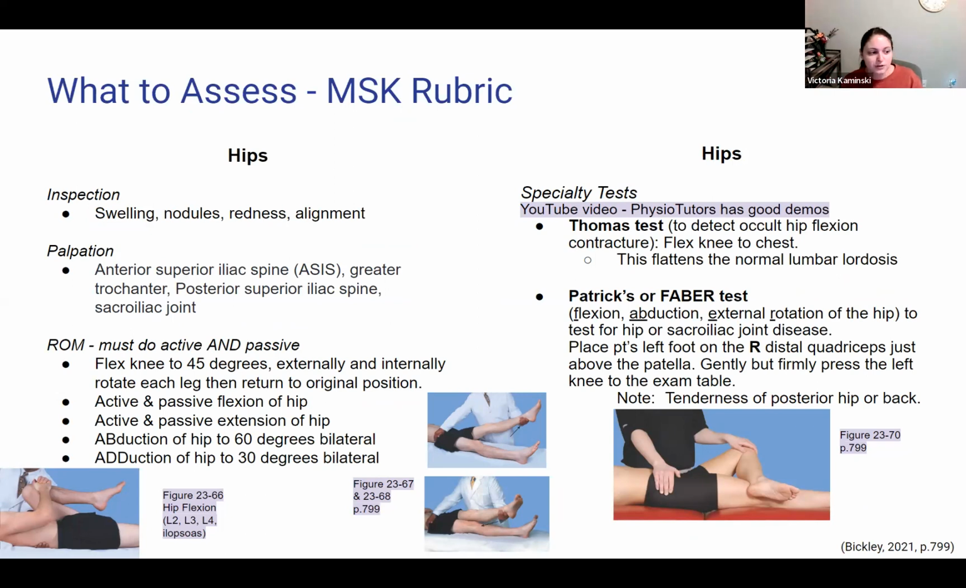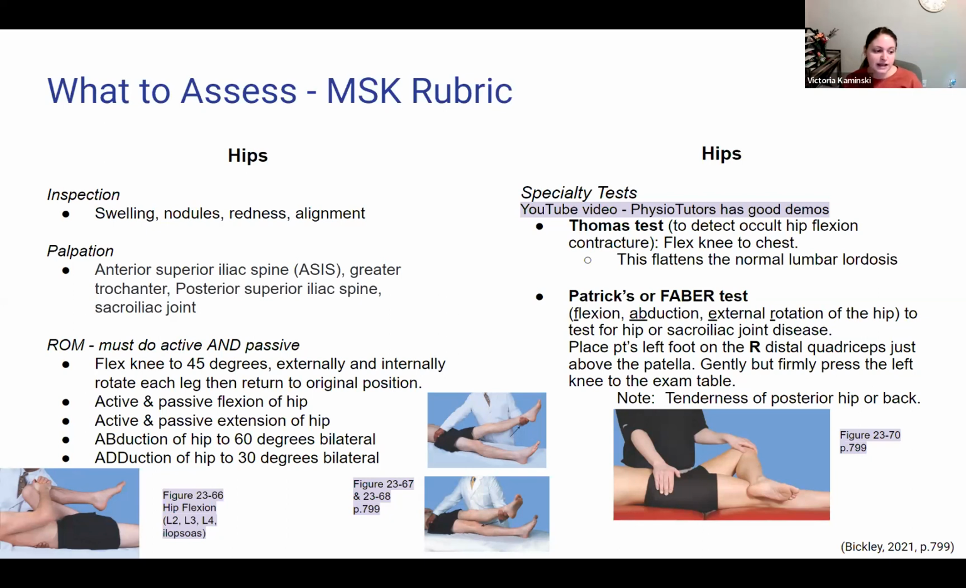With palpation, we're feeling over the anterior superior iliac spine, our greater trochanter, our posterior superior iliac spine, and the sacroiliac joints. With range of motion, we are asking the patient to do that actively as well as helping them through this range of motion passively. So you're showing both.